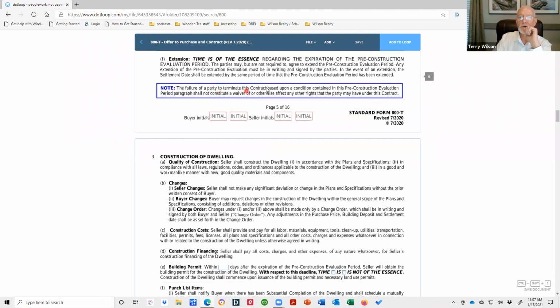The failure of a party to terminate this contract based upon a condition contained in this pre-construction evaluation period shall not constitute a waiver or otherwise affect any other rights. So anyway, anything else you want to say about that?